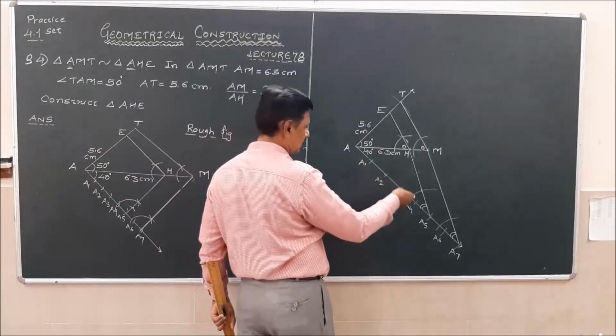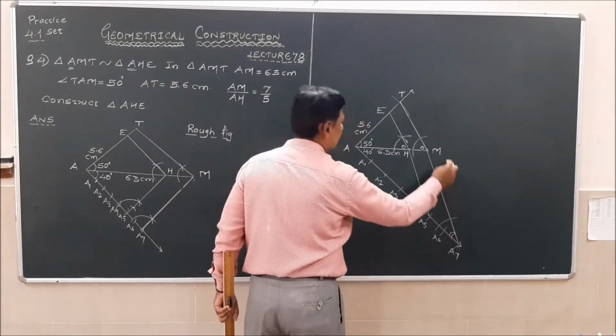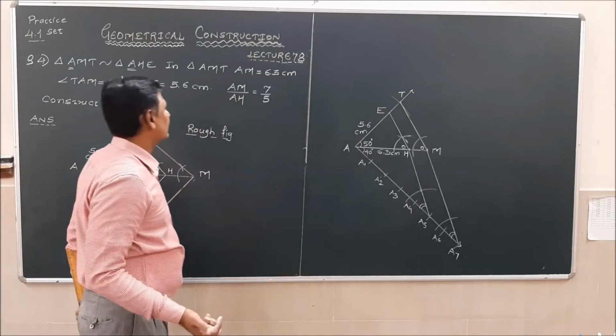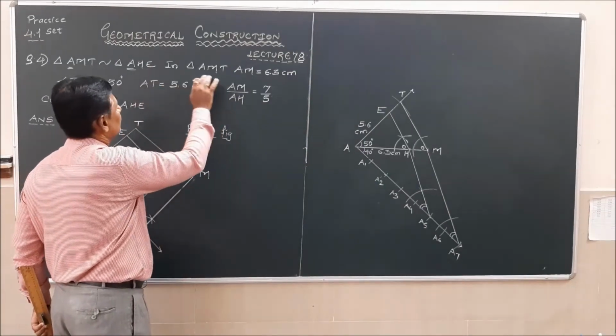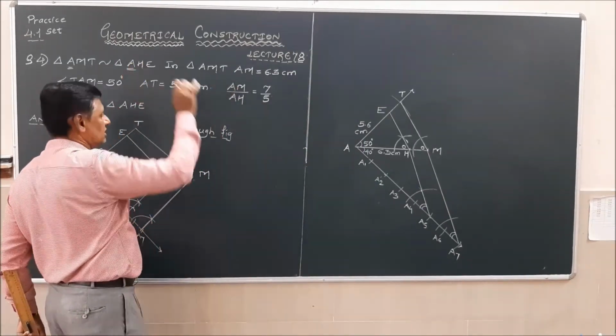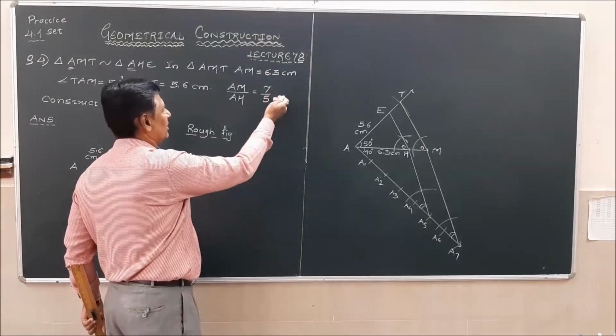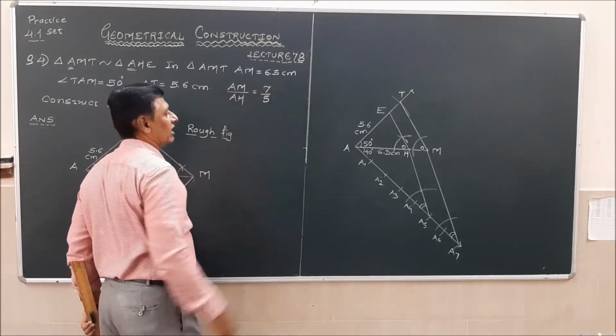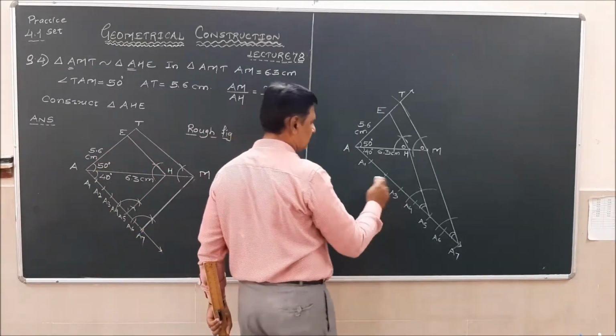Next, join A7M. Why join A7M? Because AMT is larger than AHE, because 7 is to 5. AM is 7 is to 5. That's why. So joining this.